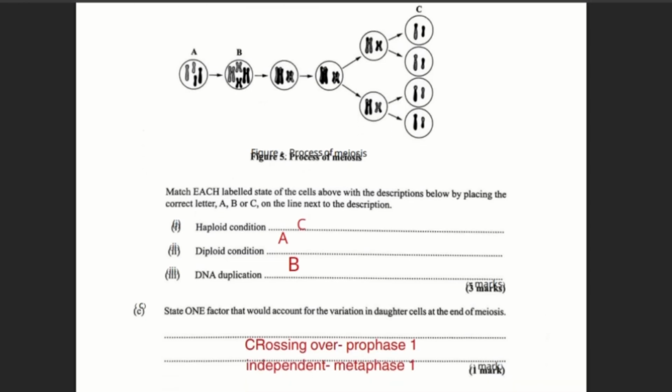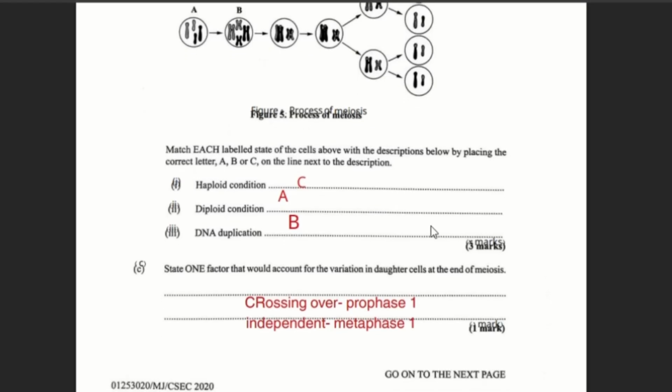Then it says state one factor that would account for the variation in daughter cells at the end of meiosis, because we know that the four daughter cells that are produced are all different. None of them are alike, and this is because of two processes. Even though this question only asks for one, there are two processes that take place during meiosis. Meiosis goes through the cycle twice, so it's basically mitosis done twice with a little tweak to it. In meiosis we have homologous chromosomes coming together and all of that stuff.